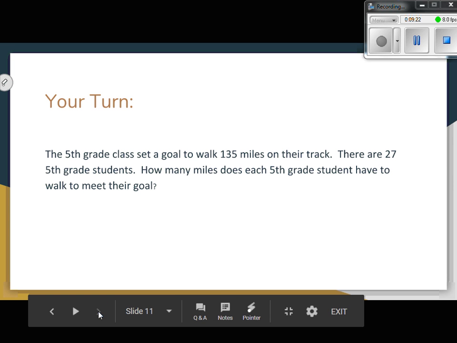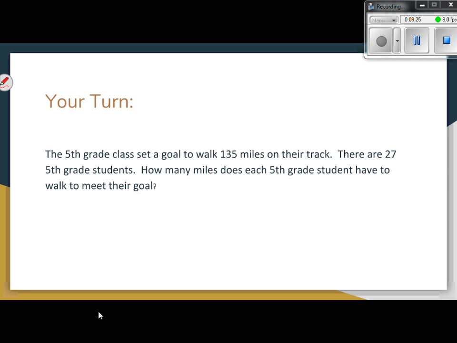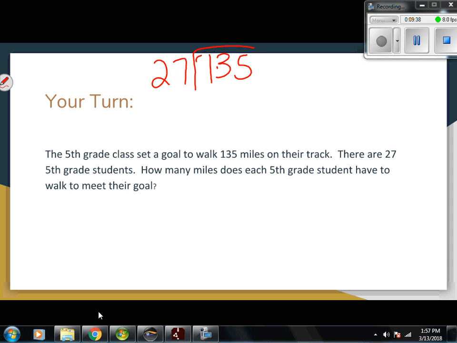Okay, the 5th grade class has a goal to walk 135 miles on their track. There are 27 5th grade students. How many miles does each 5th grade student have to walk to meet their goals? So we have a total of 135 miles split up by 27 students. Again, I may not know how many times 27 can go into 135, but I do know that if I multiply something times a 5, it's going to end in either a 5 or a 0. So I'm going to try this. 5 times 7 is 35. 5 times 2 is 10, plus 3 is 13. It actually works out perfectly. Each student would walk 5 miles.